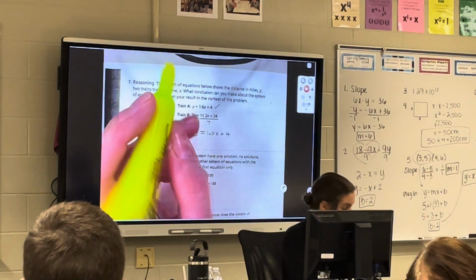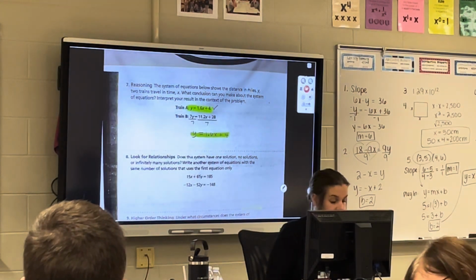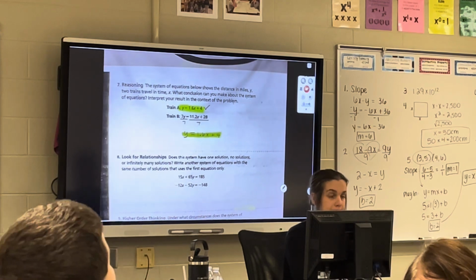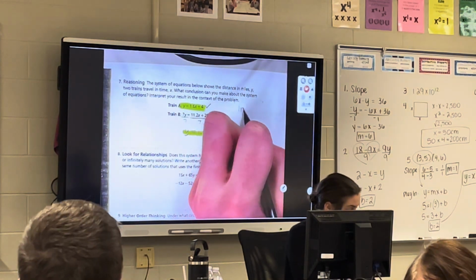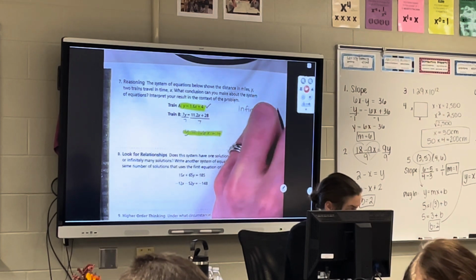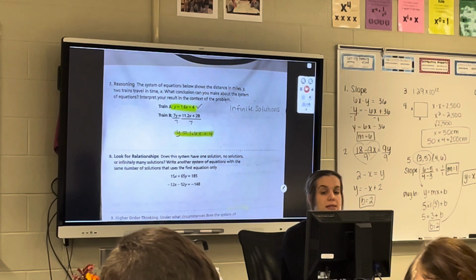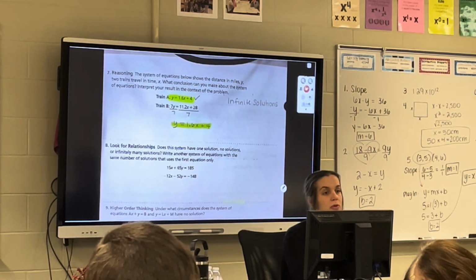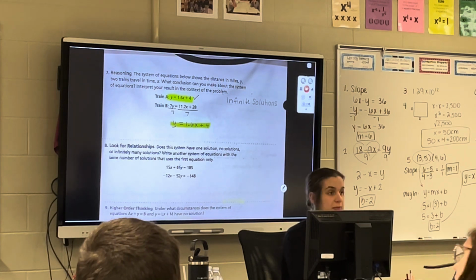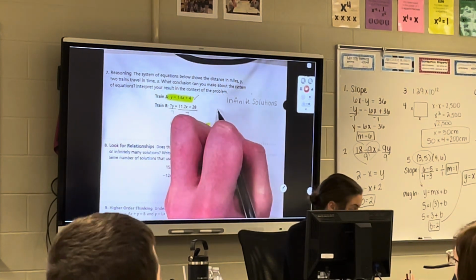I got the same thing. You guys get the same thing? Okay, so if they are the exact same, what type of system do we have here? Infinite solution. So what does this mean about the trains? What does slope tell you? Probably the same. Okay, so the rate of change is the same. So in other words, the trains are traveling at the same speed.